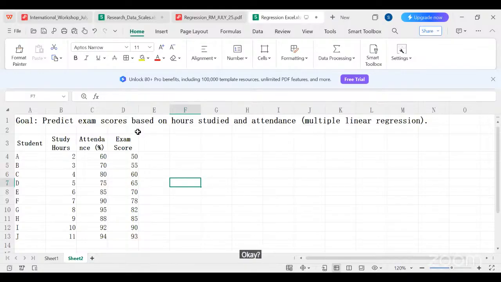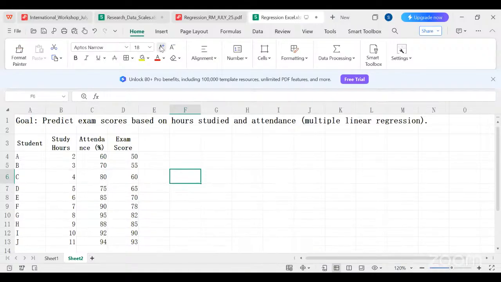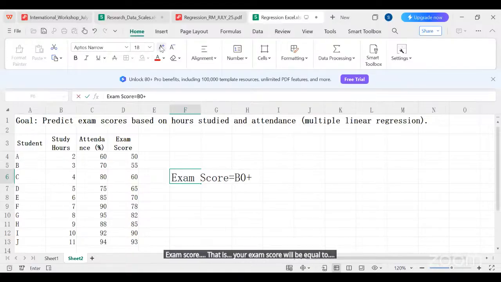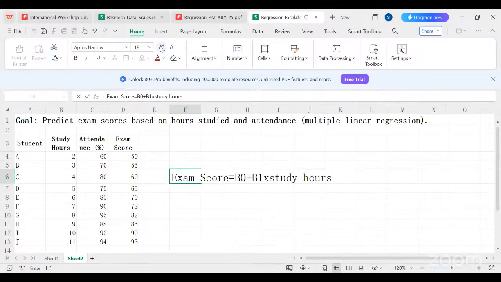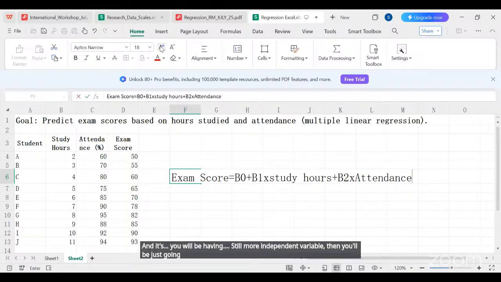Okay, so here the model would be: exam score equals beta naught plus beta 1 into study hours plus beta 2 into attendance. And if you have still more independent variables, then you just go on adding, plus beta 3 into, plus beta 4 into, and so on.